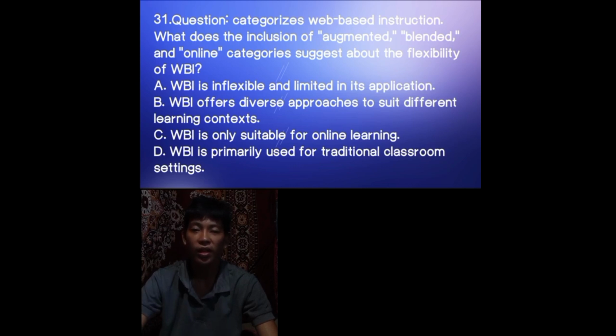A. WPI is inflexible and limited in its application. Letter B. WPI offers diverse approaches to suit different learning contexts. Letter C. WPI is only suitable for online learning. Letter D. WPI is primarily used for traditional classroom settings.